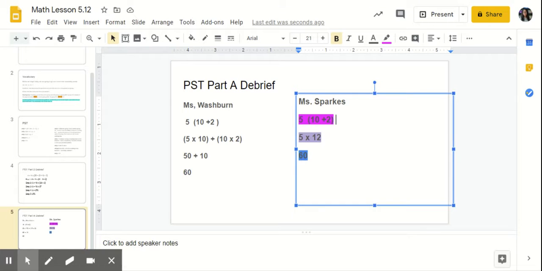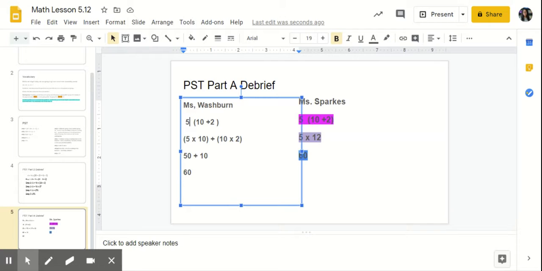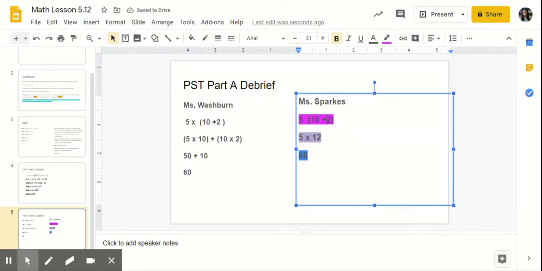Okay, so here we see that Ms. Washburn and Ms. Sparks had the task of solving the expression 5, open parentheses, 10 plus 2, close parentheses. First thing we need to notice is that anytime you don't see an operation in between a number and the parentheses, you can automatically assume that you are multiplying. So to make things easier for myself, I'm just going to add that multiplication sign there.